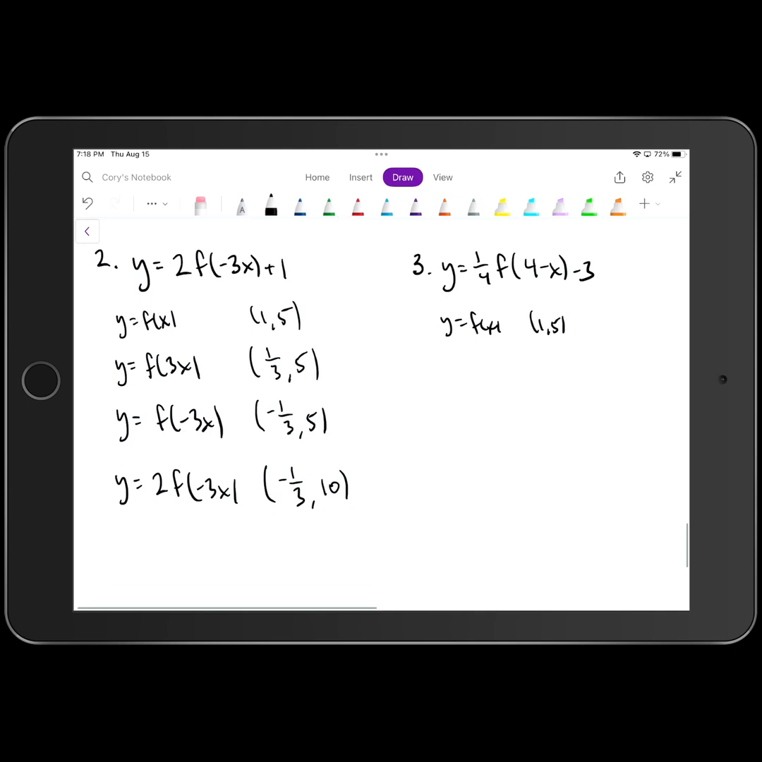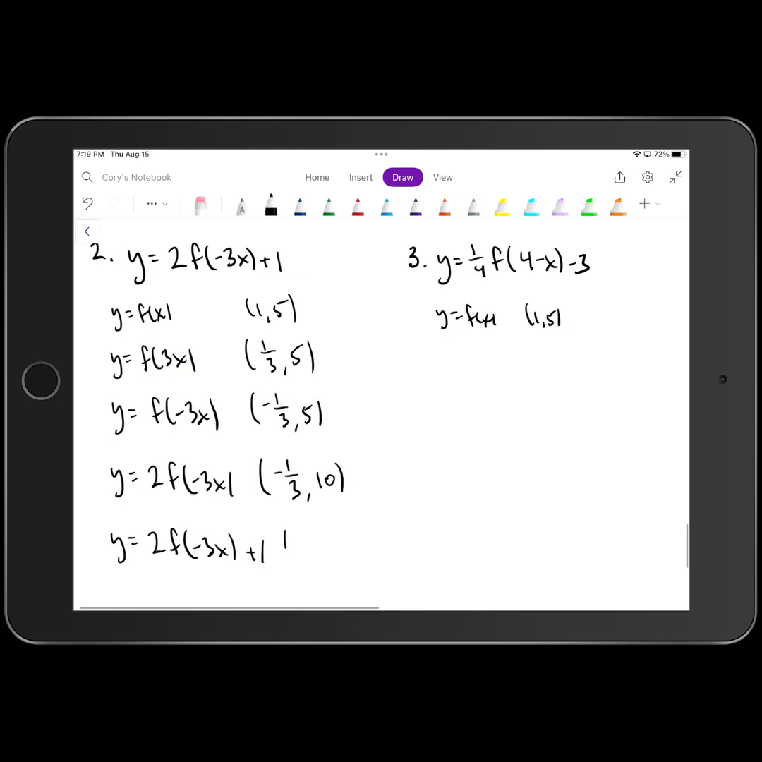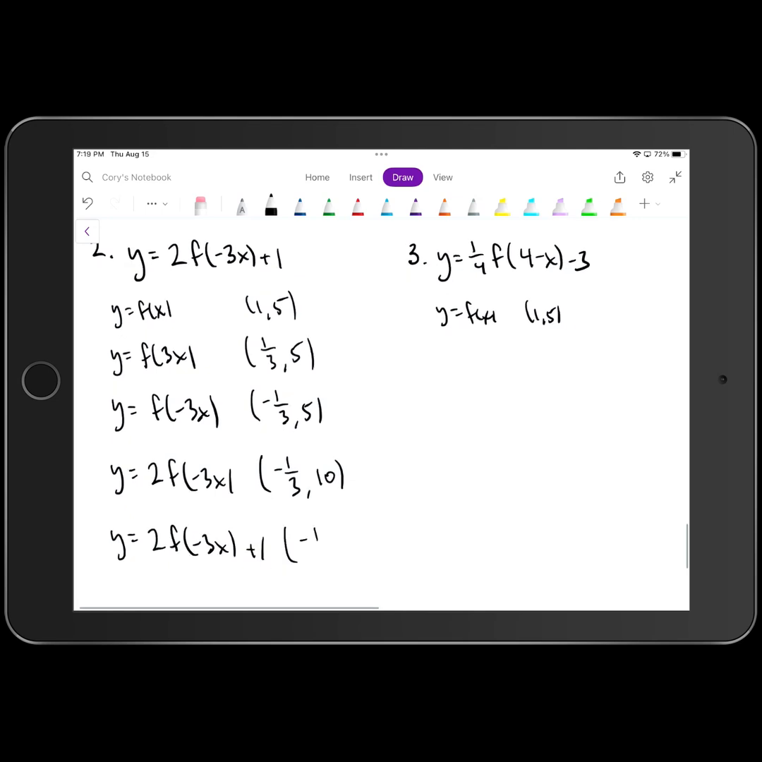And then the last thing I'm going to do is take that function and add 1, which shifts the graph up 1 unit, which affects the y coordinate. I'm going to add 1 to the y coordinate. So that's the ordered pair negative 1/3, 11.